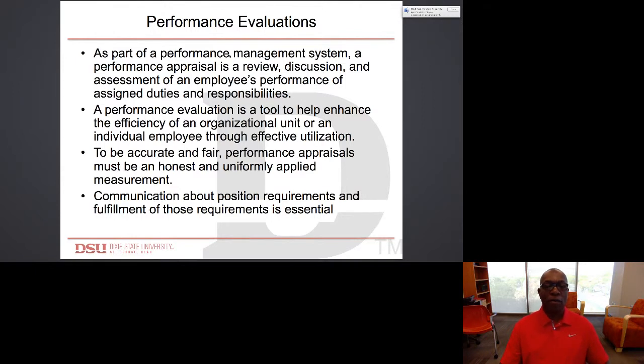Performance evaluations. As part of a performance management system, a performance appraisal is a review, a discussion, and an assessment of an employee's performance of assigned duties and responsibilities. A performance evaluation is a tool to help enhance the efficiency of an organizational unit and an employee through effective utilization. To be accurate and fair, performance appraisals must be an honest and uniformly applied measurement. Communication about position requirements and fulfillment of those requirements is very essential.